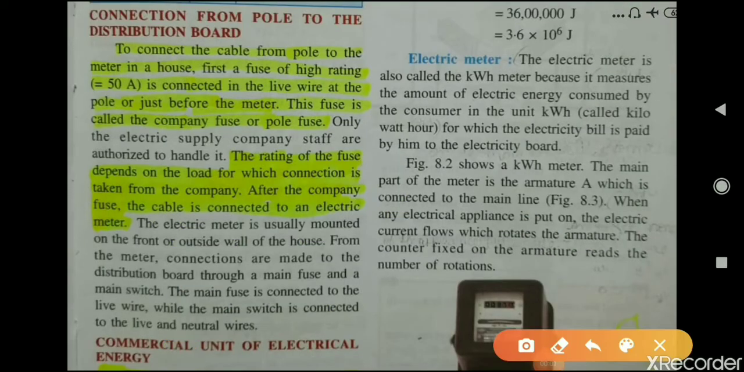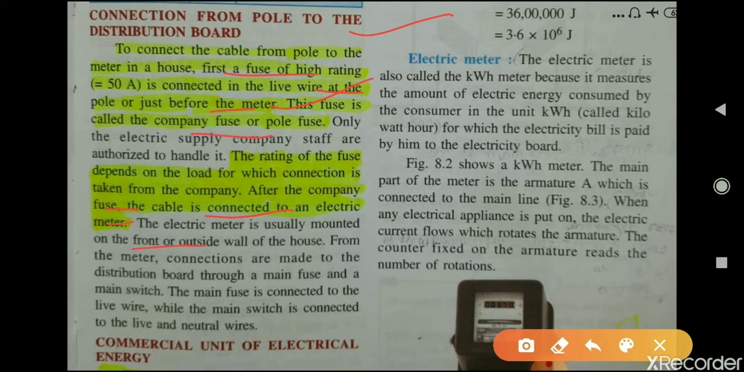Okay, now connection from pole to the distribution board. First, a fuse of high rating is connected to a live wire at the pole or just before the meter. This fuse is known as company fuse, and the rating of this fuse depends upon the connection that is taken from the company. Now, after the company fuse, the cable is connected to an electric meter, and this electric meter is usually fitted on the outside wall of the house.